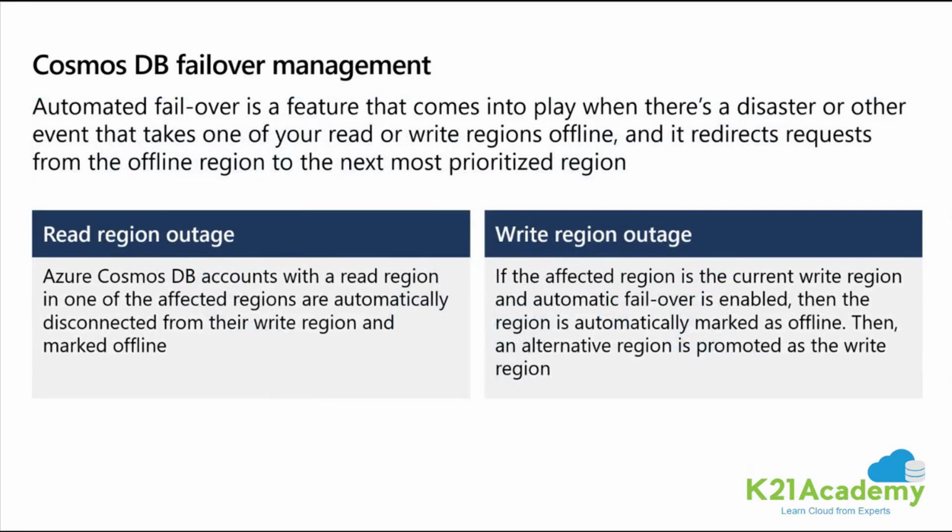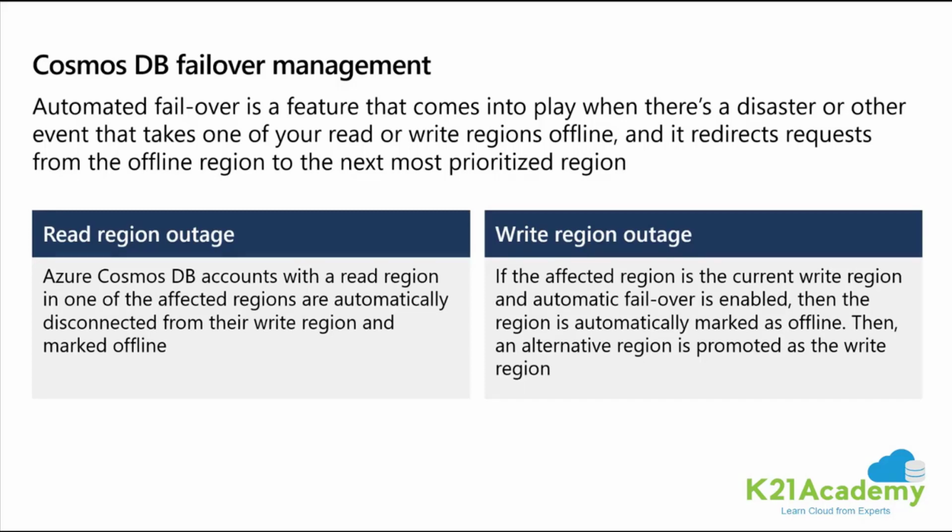When we talk about Cosmos database failover, automated failover is available, and manual is obviously available. Automated failover is a feature that comes into play when there is a disaster or other event that takes one of your read or write regions offline. It redirects queries from the offline region to the next prioritized region. You can also specify that if this goes down, then where the query should go, or it can automatically be resolved.